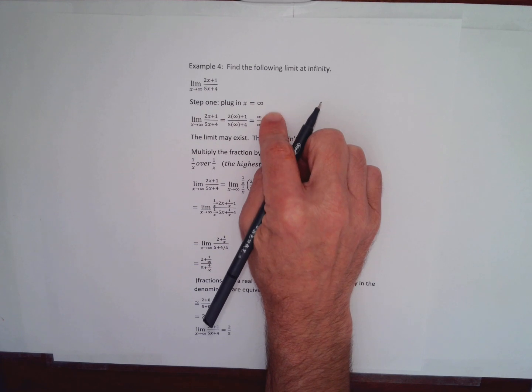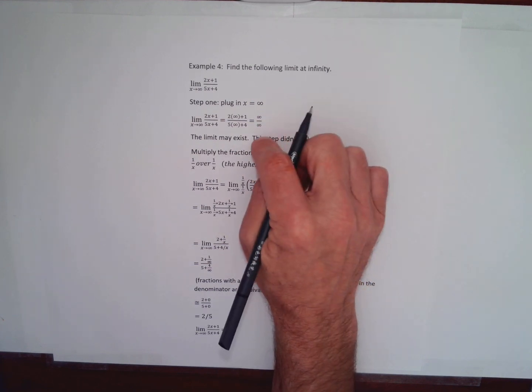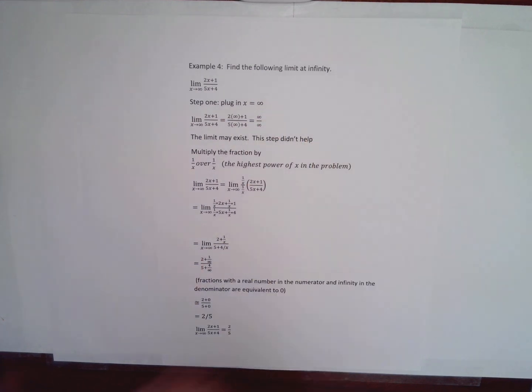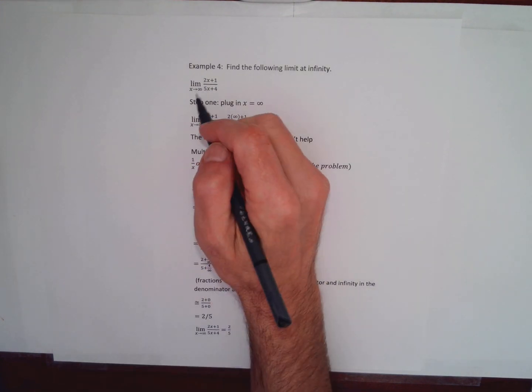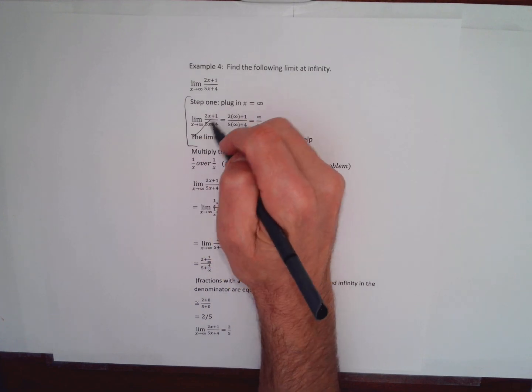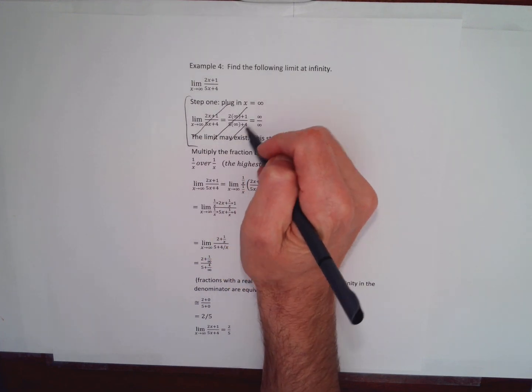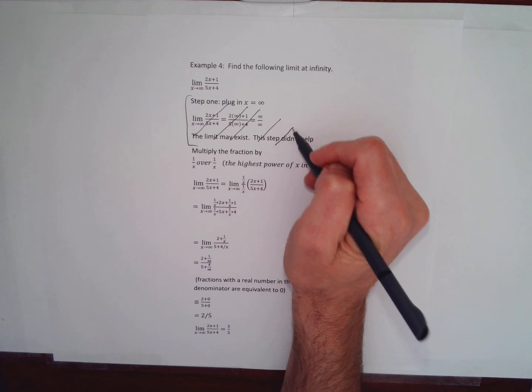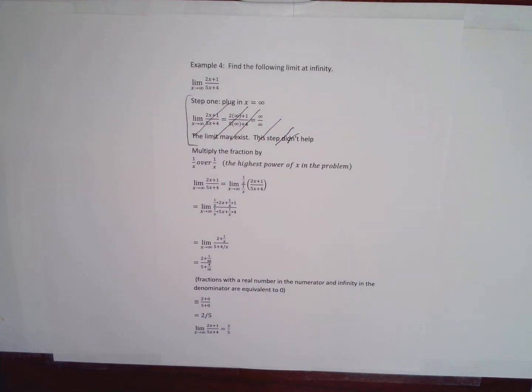If you get infinity over infinity, the limit may exist. It may not exist. This step is kind of useless. In fact, this step of plugging in infinity when the limit's at infinity is a worthless step for the most part, and I should probably skip it consistently.